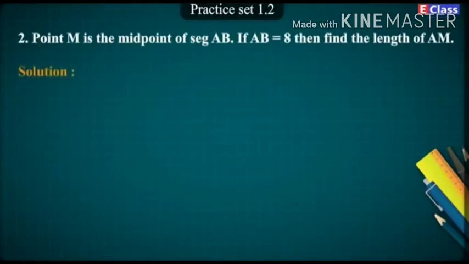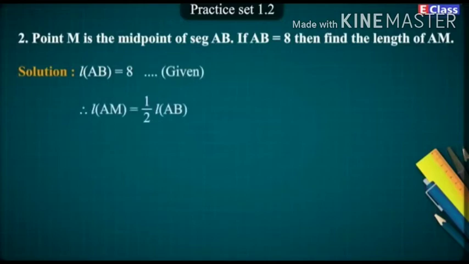Solution. Length of AB is equal to 8, which is given. Therefore, length of AM is equal to half the length of AB. Therefore, length of AM is equal to 1/2 multiplied by 8. Answer. Length of AM is equal to 4.